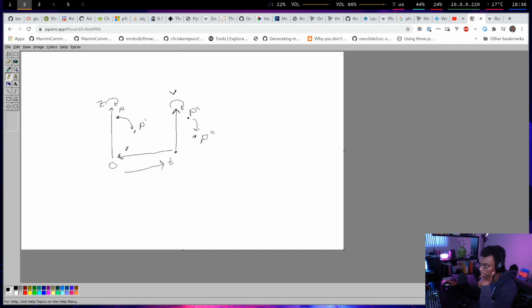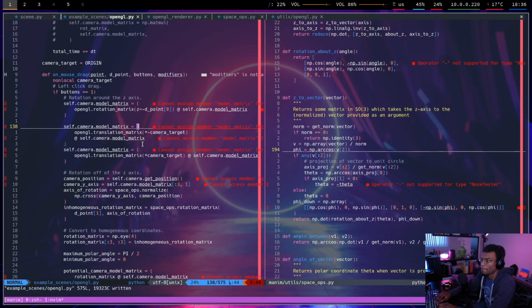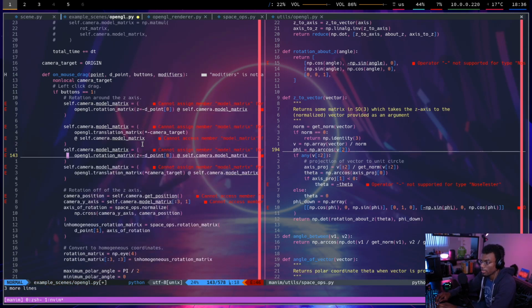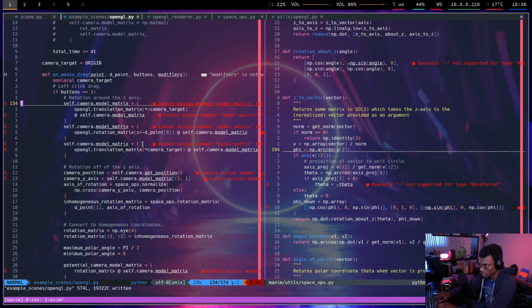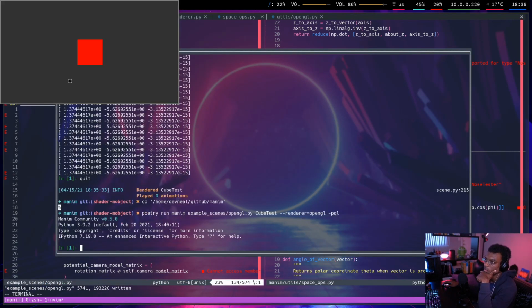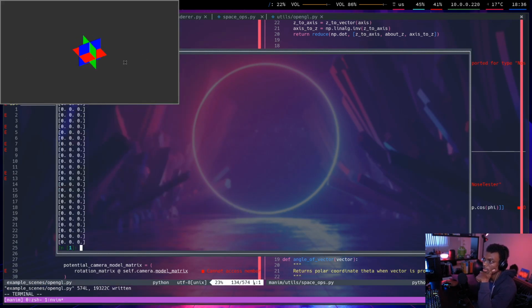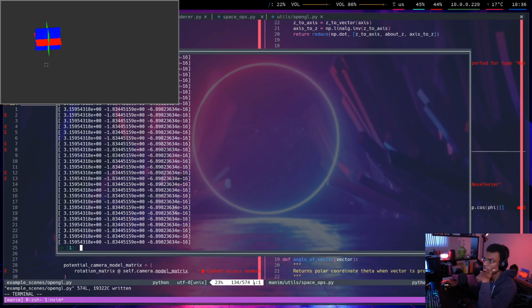Okay, so yeah, this is negative T. So that's what I'm going to translate by. Then I'm going to do this rotation. And then I'm going to rotate back. Okay, this, with luck, now even if I translate, great, this is perfect.